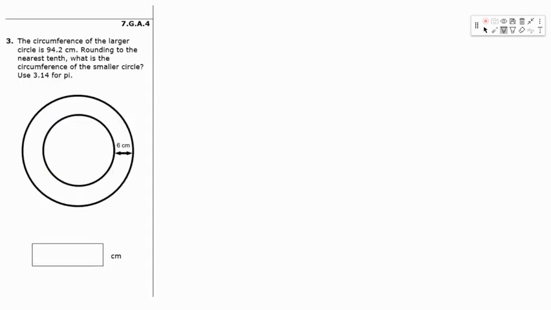The circumference of the larger circle is 94.2 centimeters. Rounding to the nearest tenth, what is the circumference of the smaller circle? Use 3.14 for pi. What we need to find out is the radius or the diameter of the smaller circle.